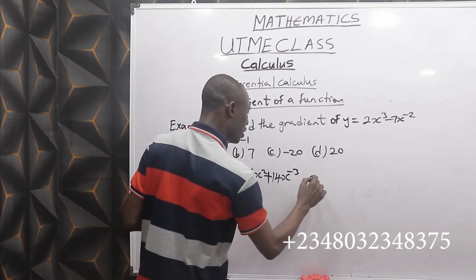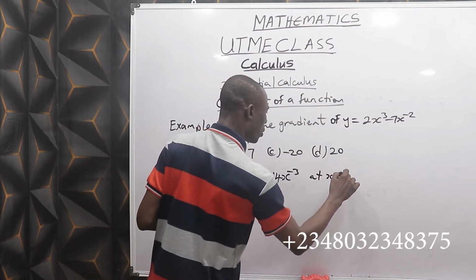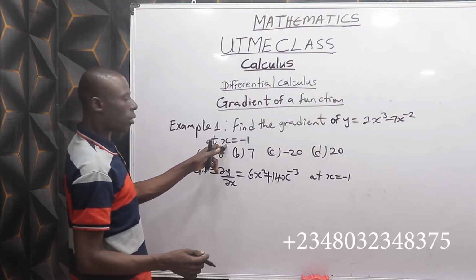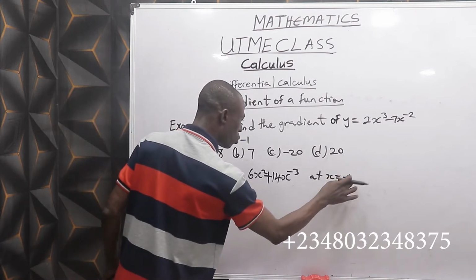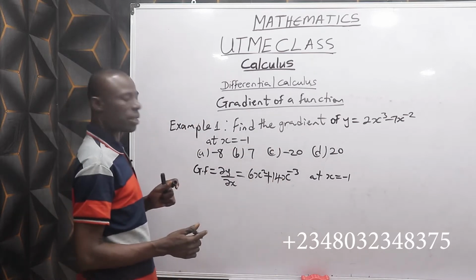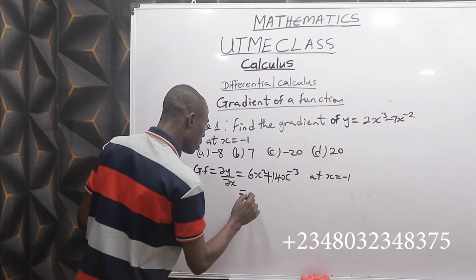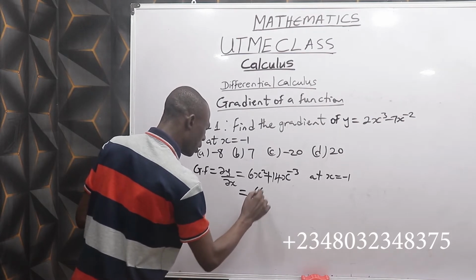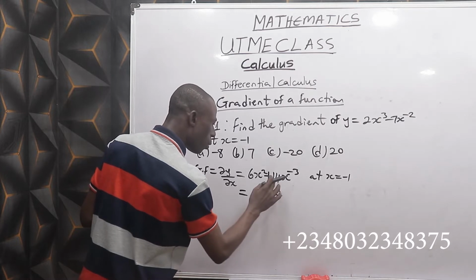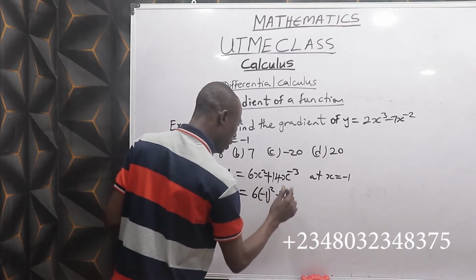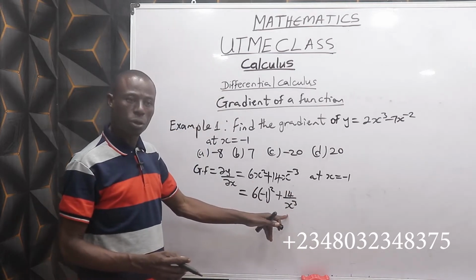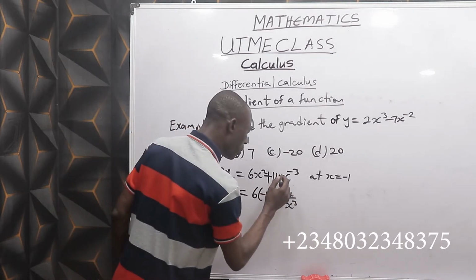So at x equals minus 1, we substitute x equals minus 1 into this gradient function to obtain our gradient. It will now be 6 into minus 1 all squared, plus 14x raised to the power minus 3, which is written as 14 over x raised to the power 3. Do you understand why? Or should I explain briefly?